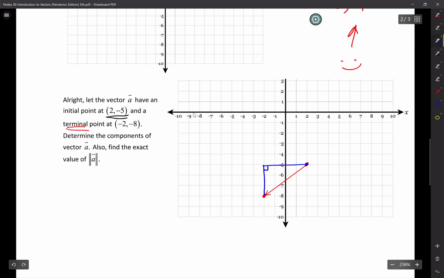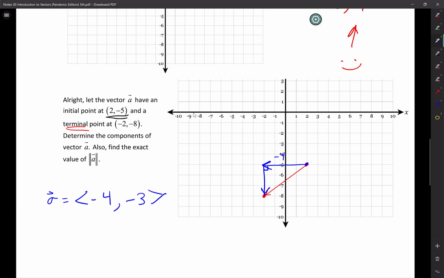How many times did I move to the left? 1, 2, 3, 4. And to be technical, I should put arrows there. I move 4 to the left, so that's -4. So here's vector A. Vector A is -4, comma. How many times did I go down? 1, 2, 3. And to be technical, put an arrow like that. -3. And there it is, guys. -4, -3 is my vector.